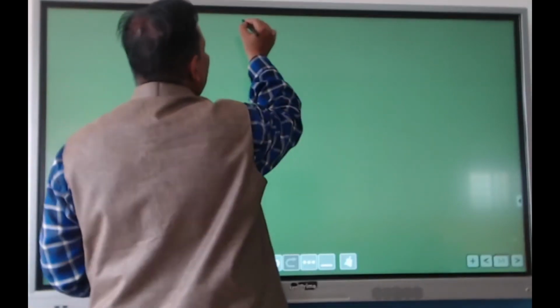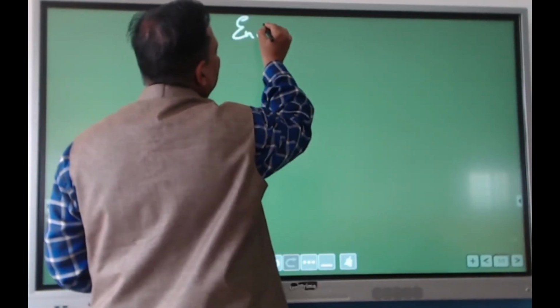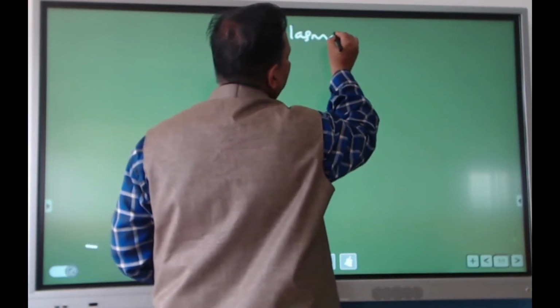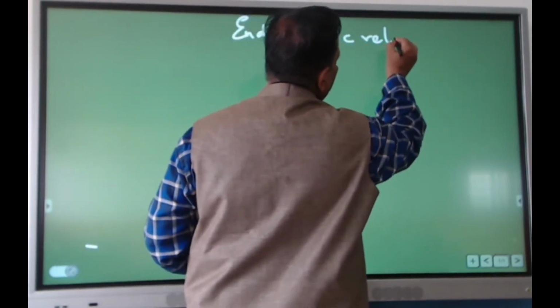So you are calling it as endoplasmic reticulum.